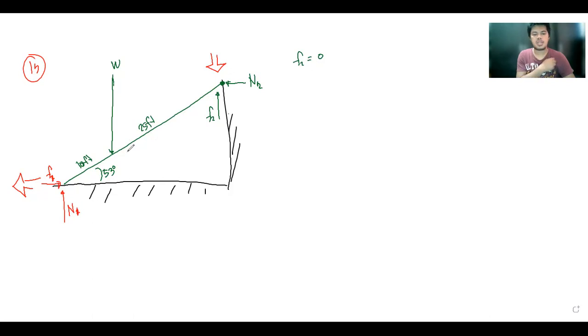So we begin with the analysis. Our objective is to first find F1 and N1. If we have F1 and N1, then we can calculate the coefficient of friction, because F1 is equal to mu1 multiplied by N1. So finding F1 and N1 would be our task in order for us to calculate mu1. But the problem is how are we going to calculate it?